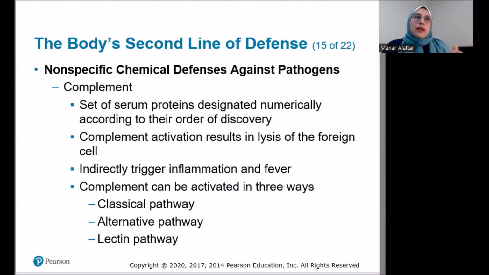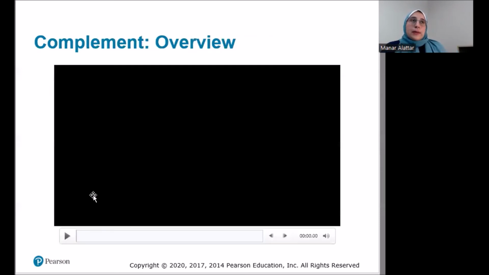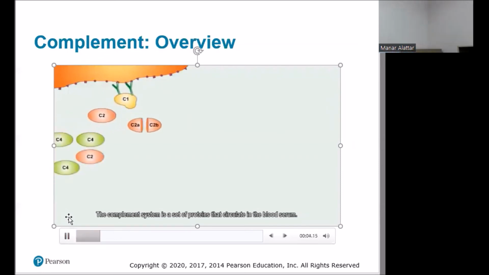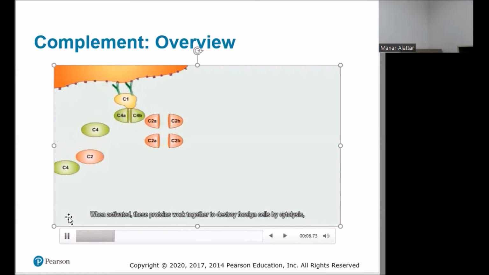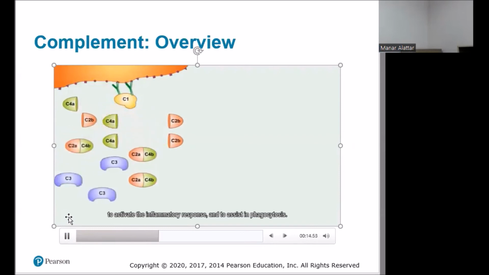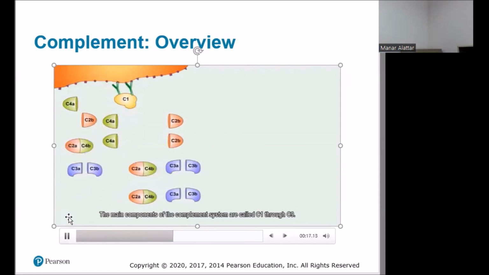In these two videos, there's some complexity and there are different pathways to the complement system. You don't need to know the specific proteins or the specific pathways, but understand what the complement system does and what it elicits in the body. Okay, so you can see that. The complement system is a set of proteins that circulate in the blood serum. When activated, these proteins work together to destroy foreign cells by cytolysis, to activate the inflammatory response, and to assist in phagocytosis. The main components of the complement system are called C1 through C9.